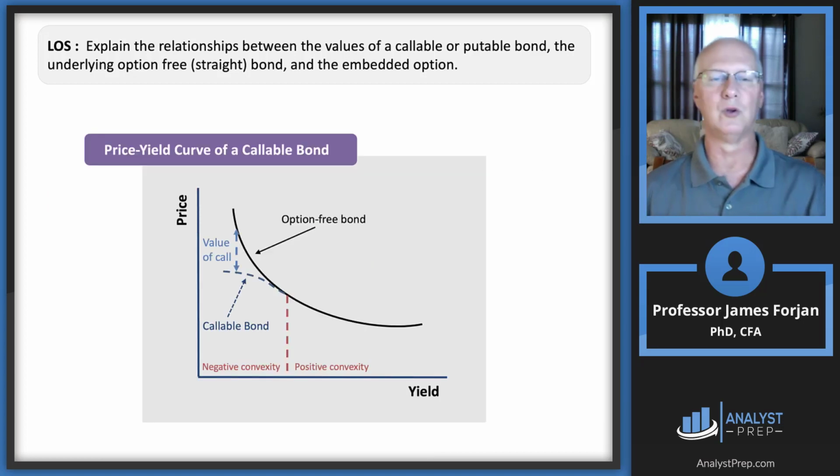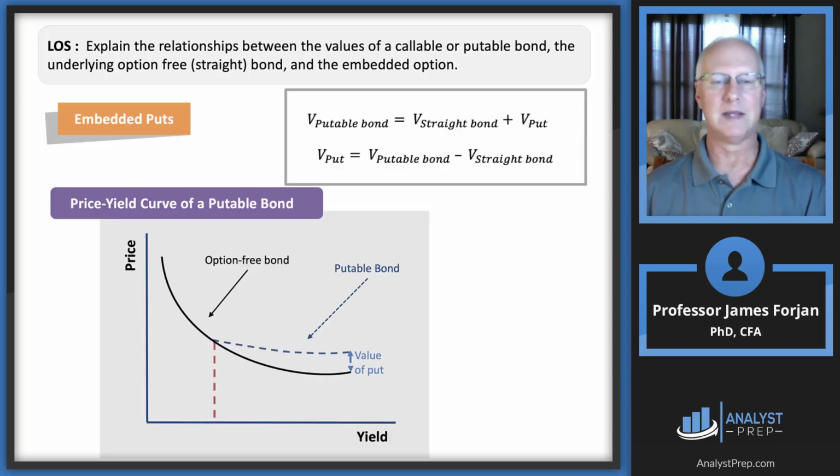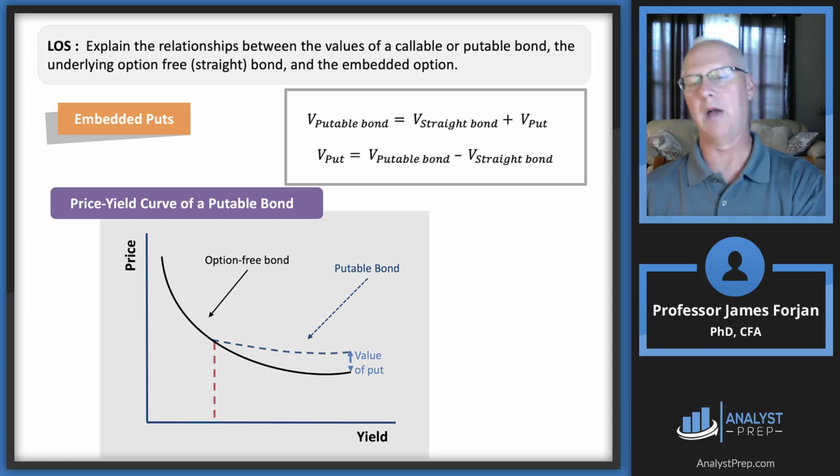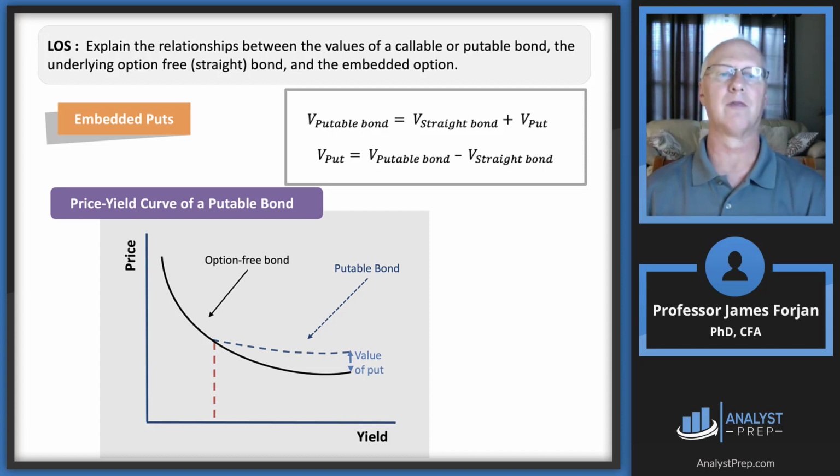What's the worst news for a callable bond holder? That yields are going to fall and that price is kind of maximized at its par value, let's say, maybe plus a coupon payment. How about down here? For the issuer, the worst thing that can happen is that interest rates rise and then they're forced to buy the bonds back from the bondholders at a higher price than that of the option-free bond.